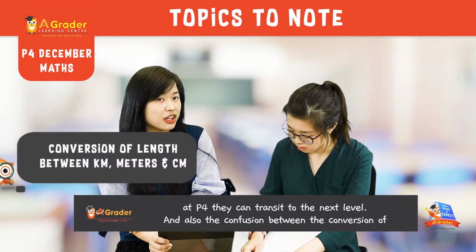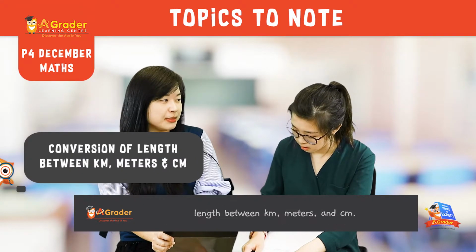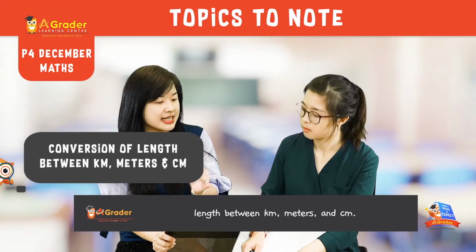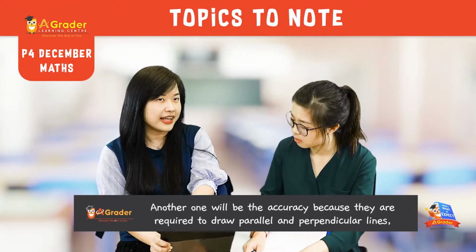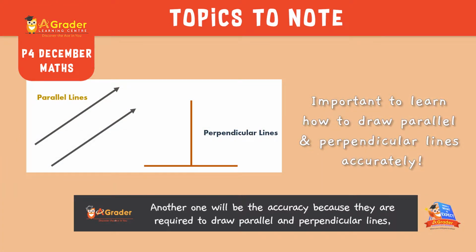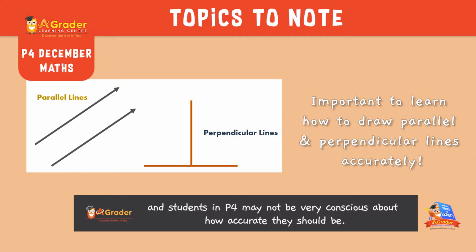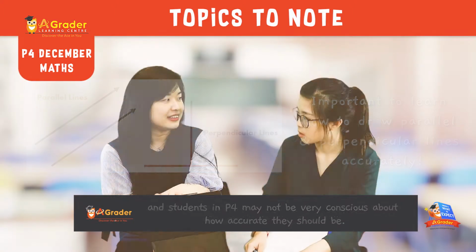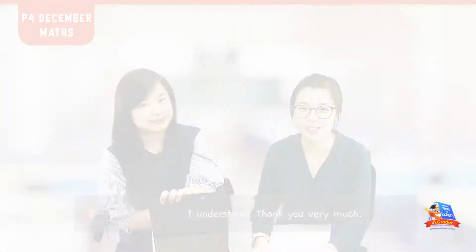Yeah, and then also the confusion between the conversion of length between km, meters and cm. Another one will be the accuracy because they are required to draw parallel and perpendicular lines, and students at P4 may not be very conscious about how accurate they should be. Yeah, I understand. Thank you very much.